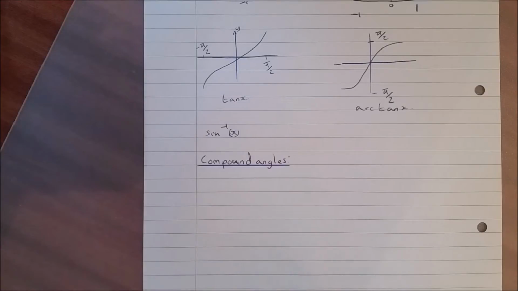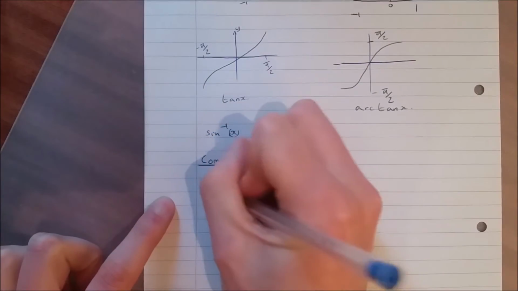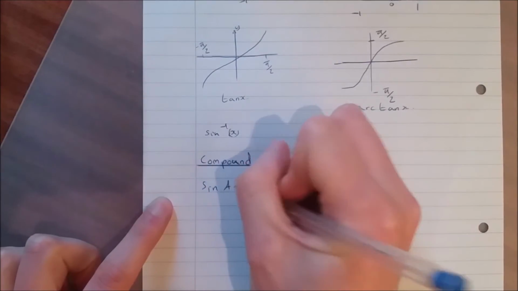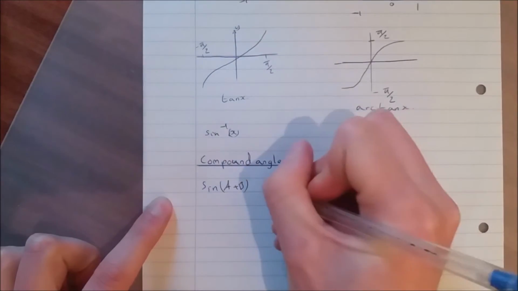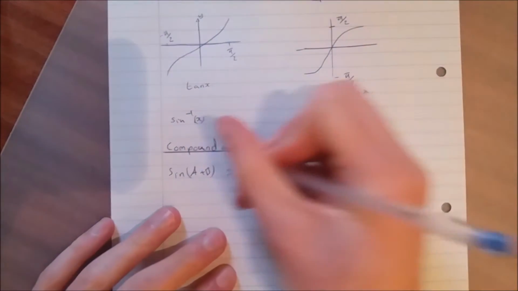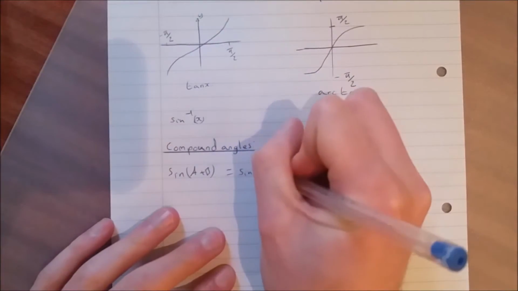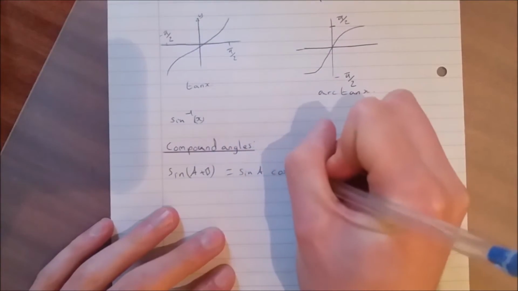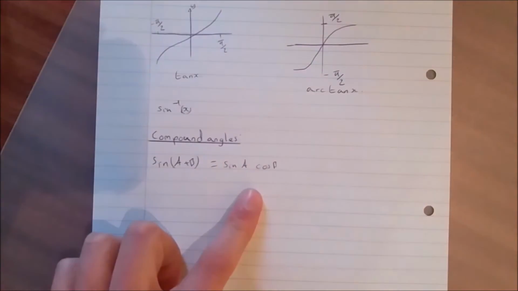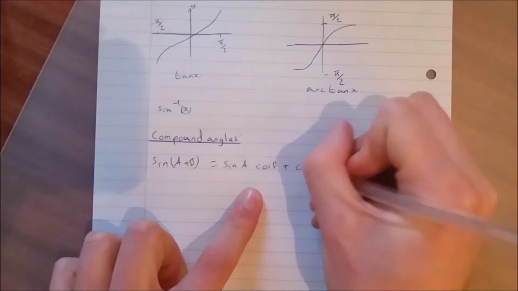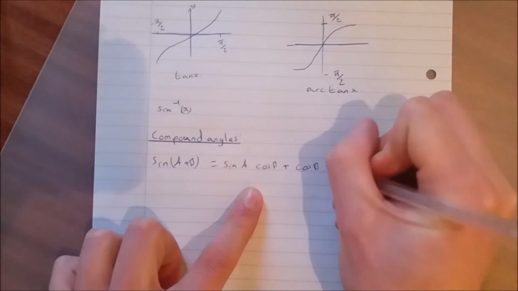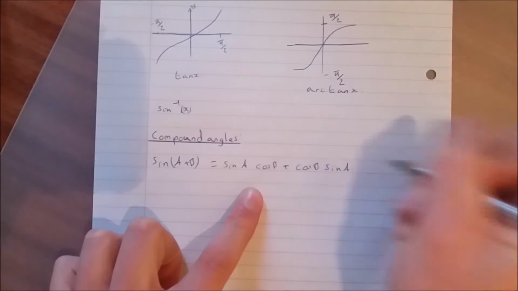Compound angles can be used to either add or subtract ratios of angles. So there's three of them. There's one for sine, one for cos, and one for tan. The one for sine is sine(A plus B) is equal to sine A cos B, plus cos B times sine A.